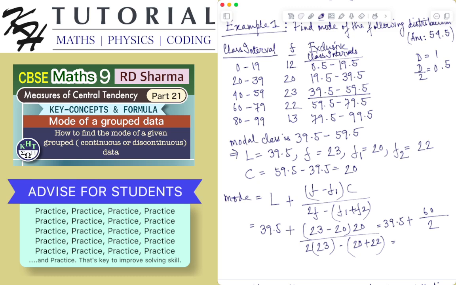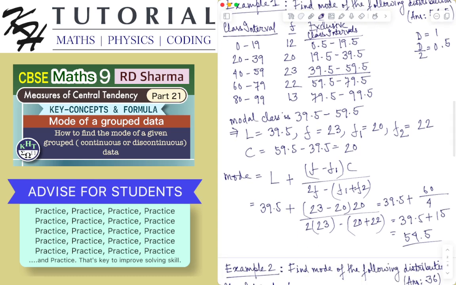23 minus 20 is 3. 3 into 20 is 60. 60 divided by, we have 23 into 2 is 46 minus 42. Sorry, this will be 4. So this is basically 39.5 plus 15, which is 54.5. So the mode is 54.5.